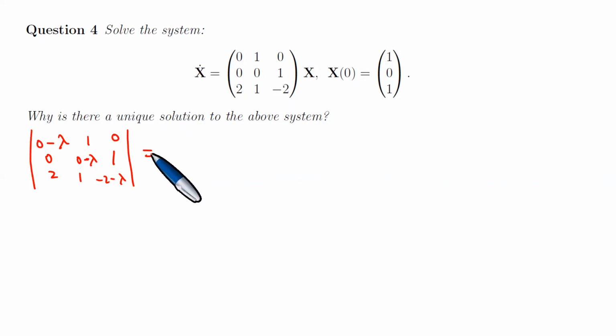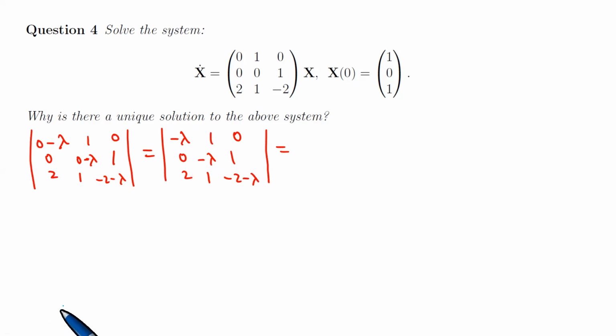Okay, so we can just simplify. My goodness me, this one: 2, 1 minus 2 minus lambda. Okay, using cofactor expansion, we also set a couple of signs with this, like we also set a plus here, a minus, then a plus. So we're going to have minus lambda. If we cover this row and that column, we're left with minus lambda, 1, 1 minus 2 minus lambda.